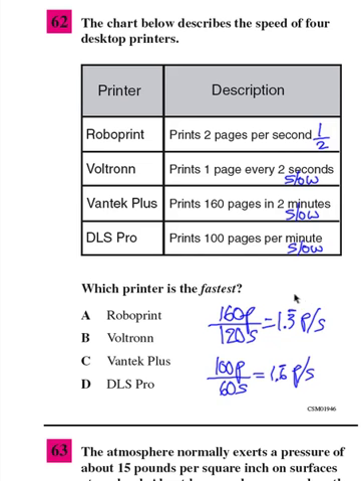We can see that the fastest one is RoboPrint, half a second per page, or 2 pages per second. This one is 0.5 page per second.